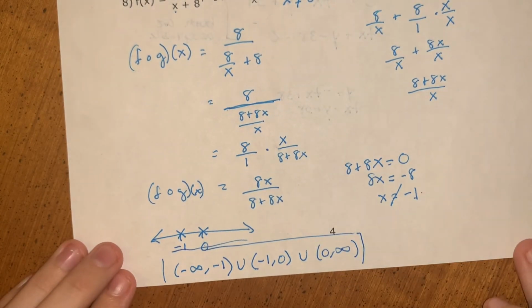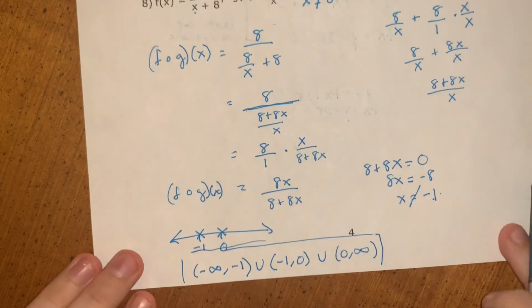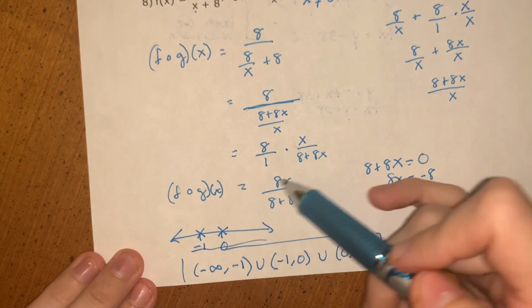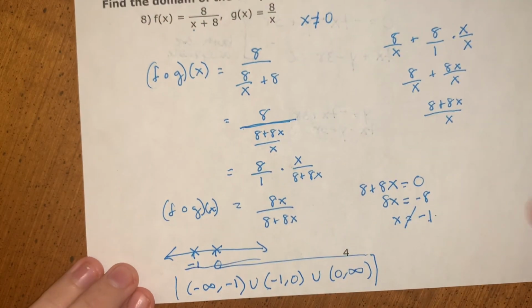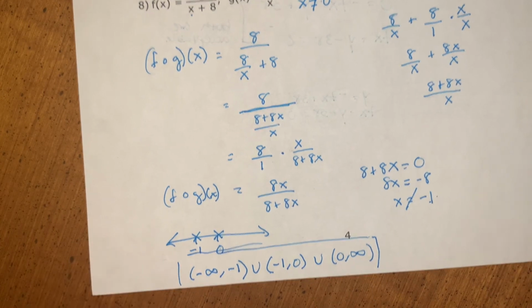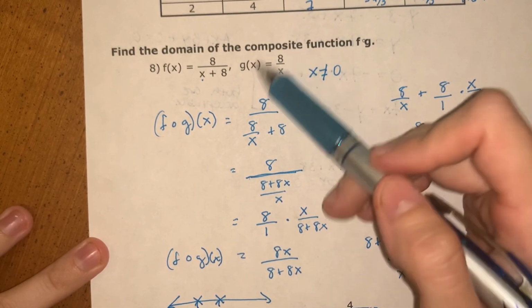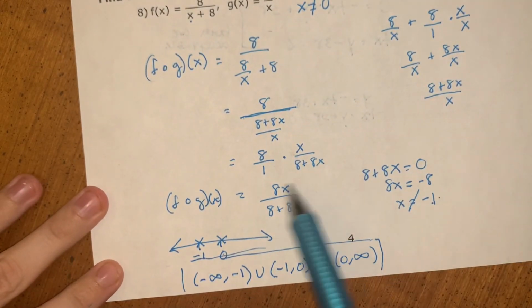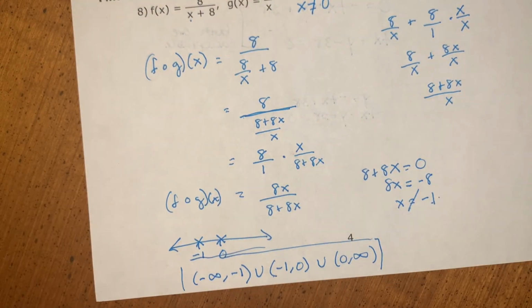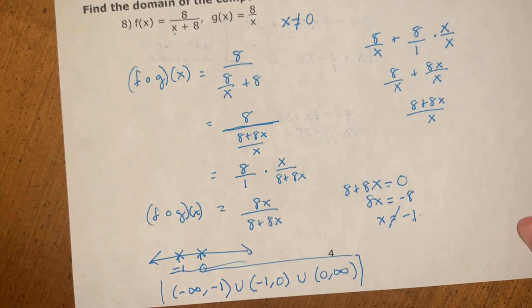So it takes into account exclusions for the g function and then exclusions for our overall composite function. Okay, and we need to know both for the domain of our composite. We don't need to know the domain of f, we just need to take into account the domain of g and then our final domain for f of g. Okay, all right, that's number 8. One more question to go and then we're done.